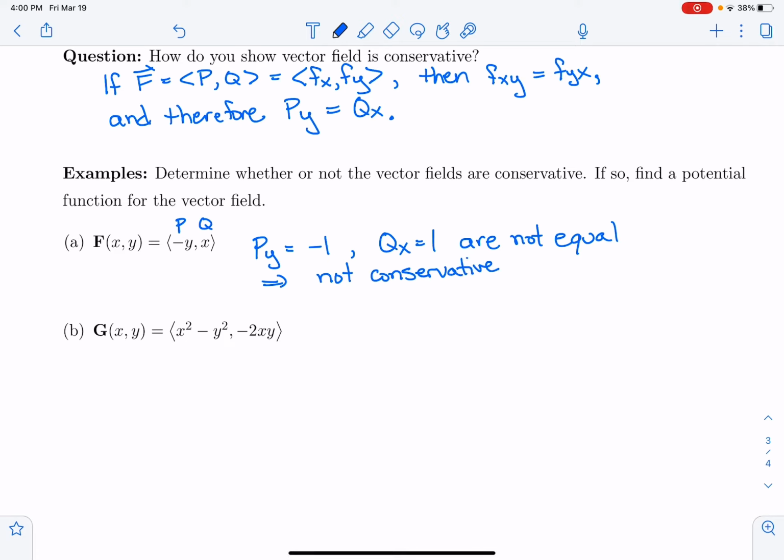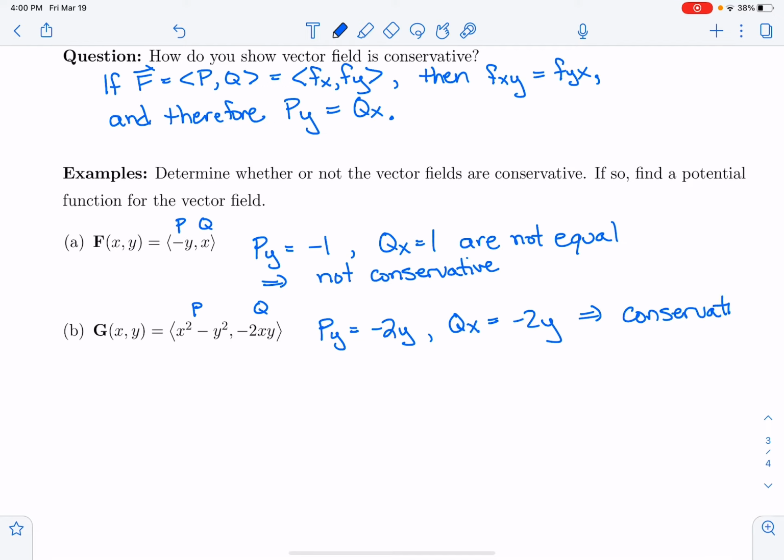Now let's look at our next vector field, G of x, y. Here, the first component, P, is equal to x squared minus y squared, and then Q is equal to minus 2xy. So I'm going to take the derivative of P with respect to y, and I get negative 2y. And then I'm going to take the derivative of Q with respect to x, and I also get negative 2y. And so because those are equal, we have a conservative vector field.